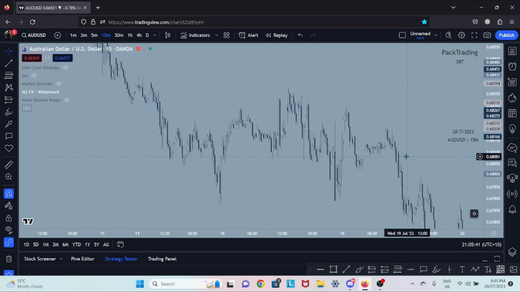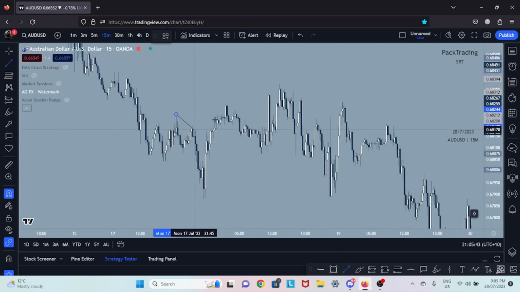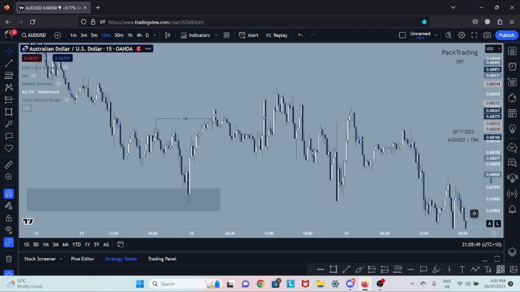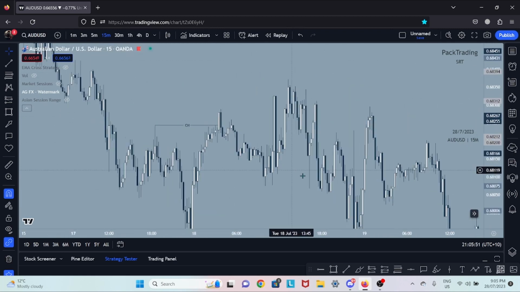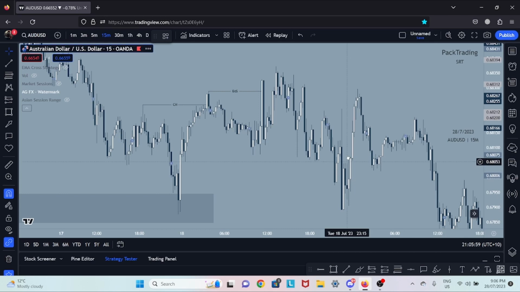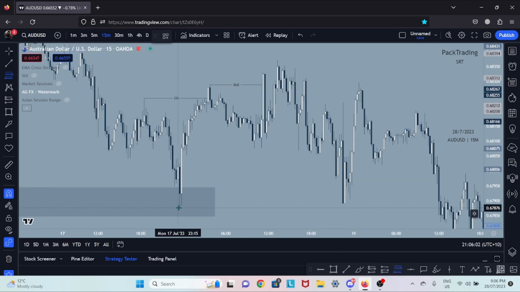So even here, I'm just throwing out examples right now. Yeah, we have a change of character. This probably came from a 4 hour supply. This did come from a 4 hour supply, I'm assuming. I don't want to go on the 4 hour because it's just an example. Then we had a breaker structure after. Alright. Did it pull back to the premium discount? Yes, it did.